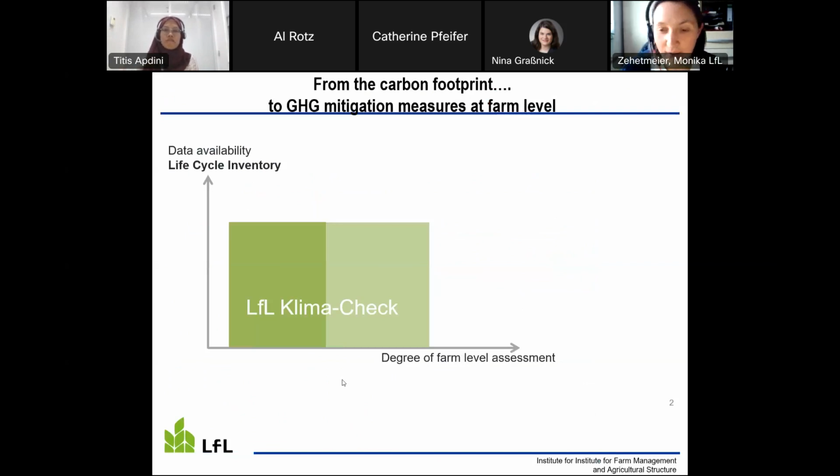So first of all, I would like to show you how we can distinguish different tools that are available to assess greenhouse gas emissions. And I think Ellen just showed us a very, very detailed tool that has a very high degree of farm level assessment. So you can really assess the whole farm. But I guess, and I think Ellen would agree, you need a lot of data to fill this tool and to get a full inventory.